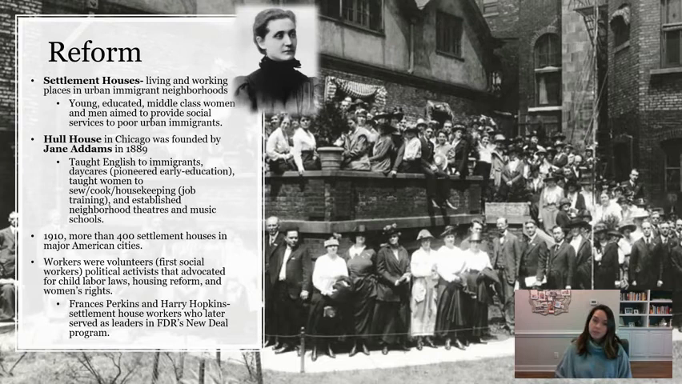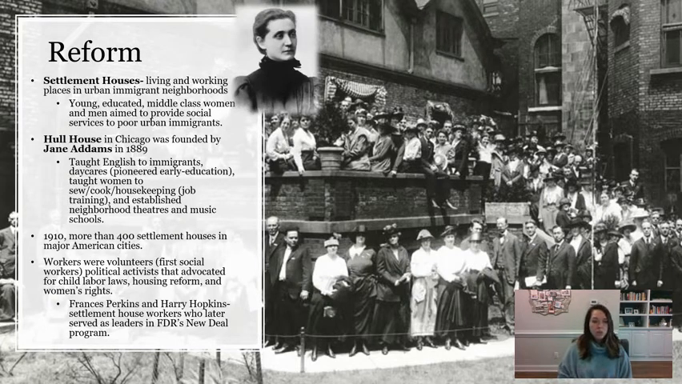But before the federal government ever steps in, it's happening privately and locally. So, for example, Jane Addams is going to found the Hull House in Chicago in 1889. A settlement house was a place in urban immigrant neighborhoods where you could live and get job training. Most of the people that work there are young, educated, middle-class women and men trying to provide these services. So think of these as the first social workers.